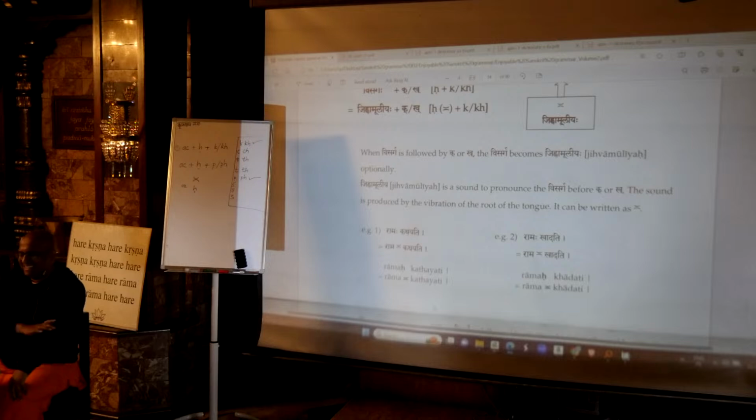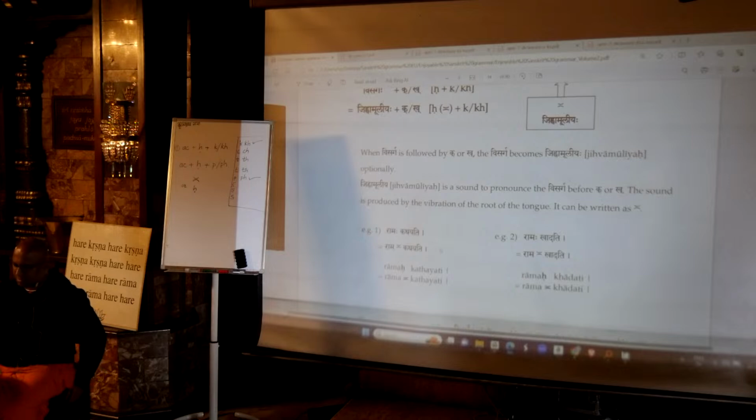So, yeah, it might sound a little funny, a bit violent. So you can just keep it as it is, no problem. You have an option. So you can see, here it is kept as it is, here it is made into jihva muliya, or here they have used the jihva muliya, but you can also leave it as it is. It becomes jihva muliya optionally.